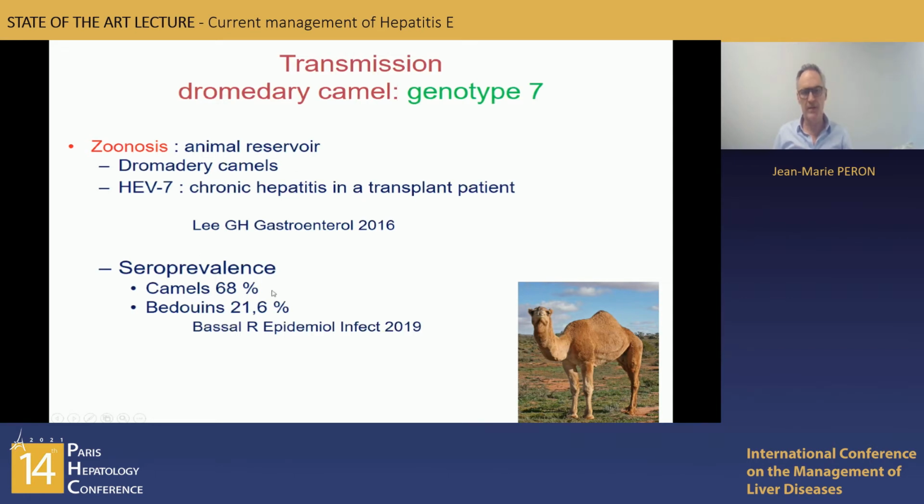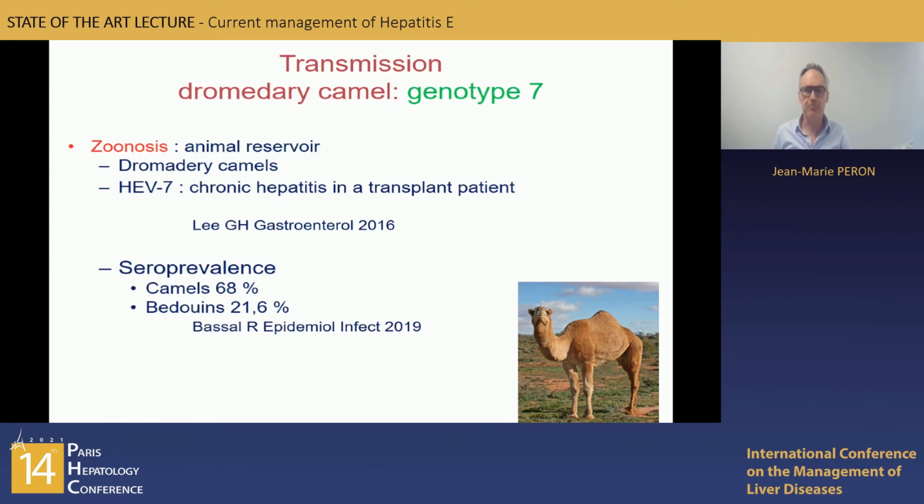The seroprevalence in camels is very high, 68%, as you can see, and the seroprevalence in people that take care of camels or are in contact with camels is 21%. So I think in Middle Eastern countries, this is a risk of transmission that is an important risk. At least it's important to know.